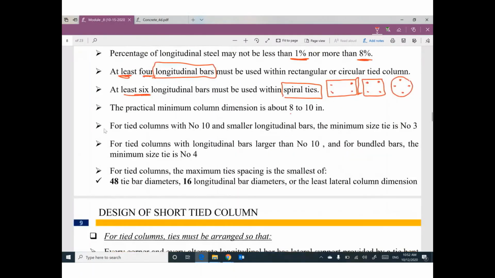If you are talking about a tied column and you are using number 10 or smaller longitudinal bar, please, the ties or the stirrups must be number 3 or greater. If you are talking about a tied column and you are talking about number 10 or larger, then the minimum size of the stirrups must be number 4 or bigger. The spacing between ties, we have 48 times the diameter of the tie, or 16 longitudinal bar diameters, or the least lateral column dimension. So we need to figure out the smallest value. Anyway, it's not a big deal at this point.